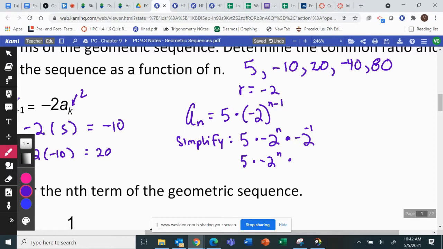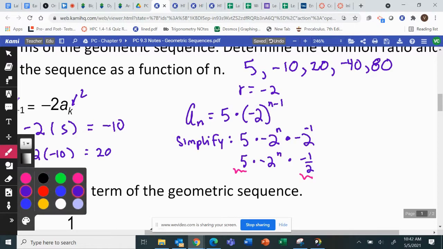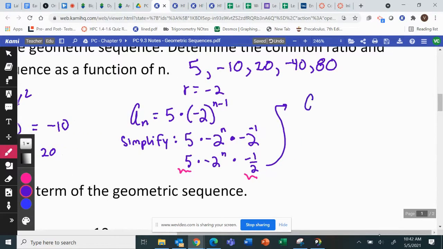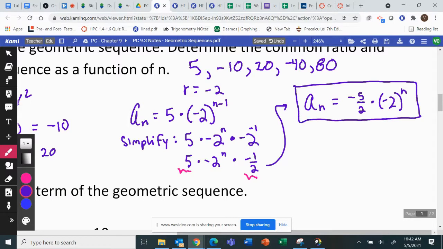It is negative 1/2. Good. And then my last step is going to be, let's just multiply together 5 and negative 1/2, because those don't have exponents. So that'll give me negative 5/2 multiplied by negative 2 to the n. So that would be the simplified nth term.